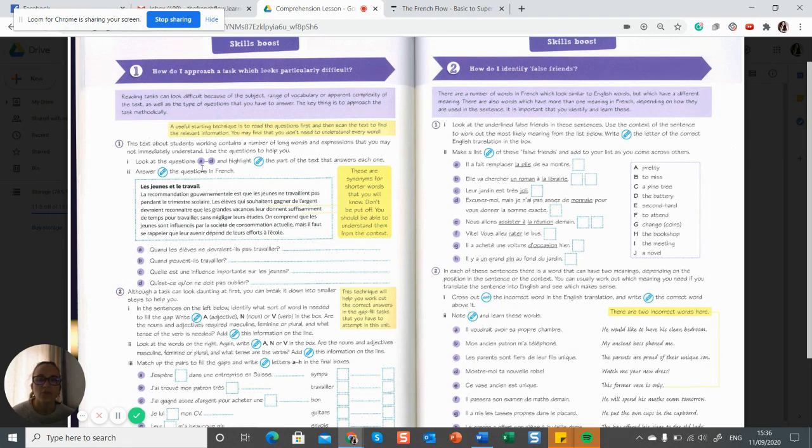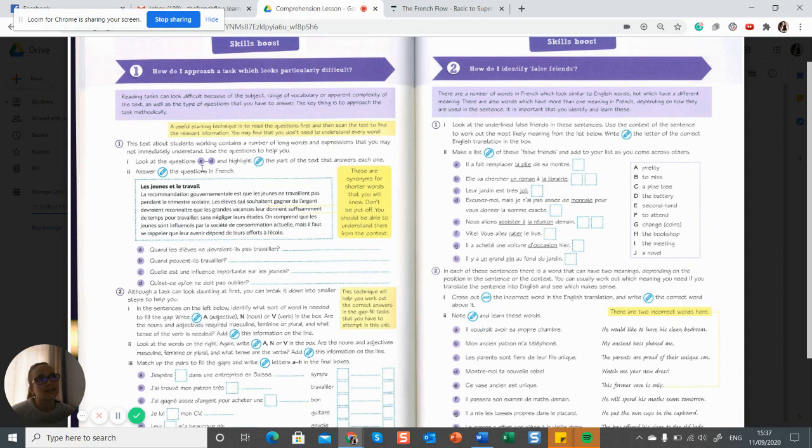And then try to think about your synonyms. If there's a word that you don't know, maybe you know something quite similar. I'm thinking especially for when they ask you to answer in French. If you have a whole text, and there's one keyword you don't understand, but you can understand it by the context, you can use a synonym to answer your question in French. It shows a lot of fluency.